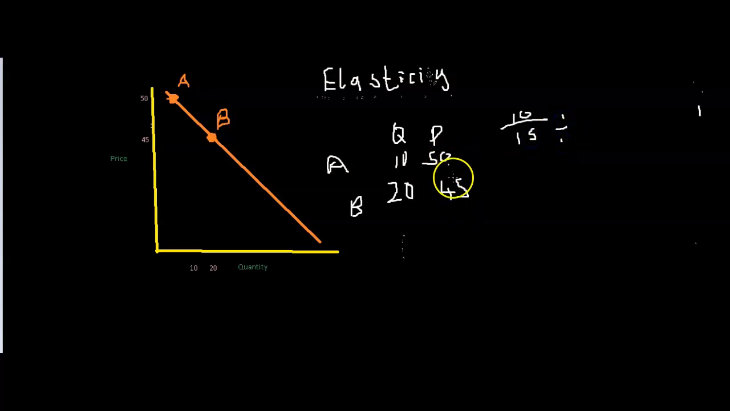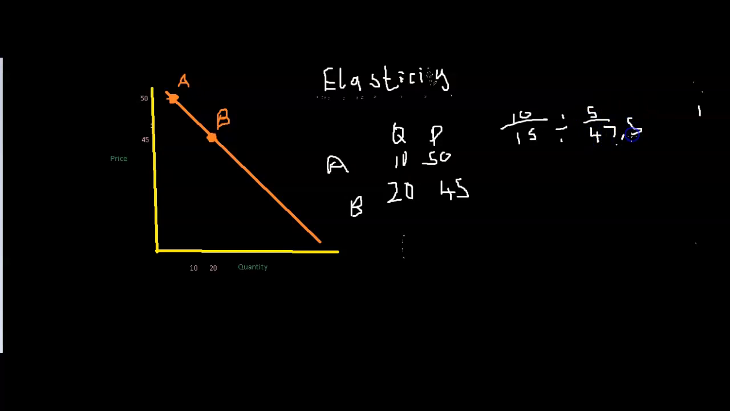Divided by 50. What's the difference between 50 and 45? Now we're looking at the price change. That is 5 over the average, the sum of the two. 50 plus 45 is 95. And what is 95 divided by 2? That is 47.5. So 47.5.